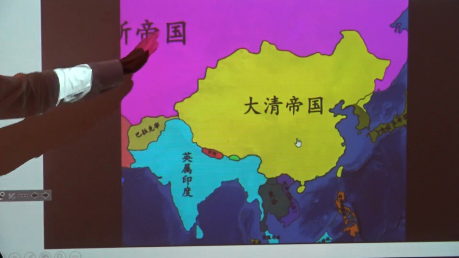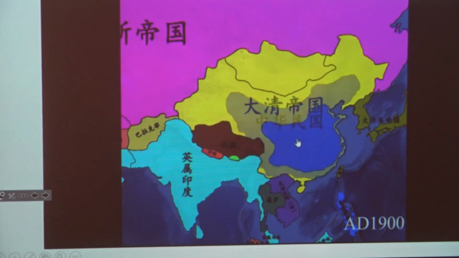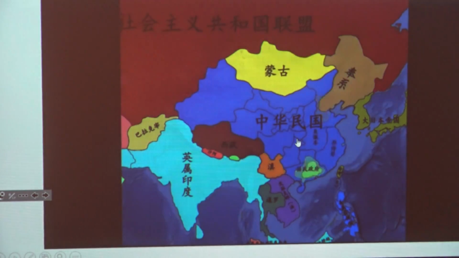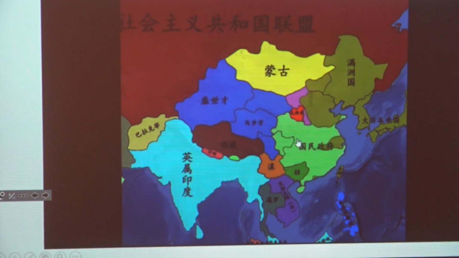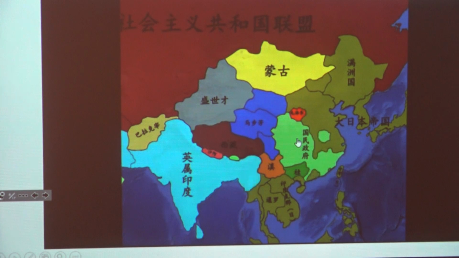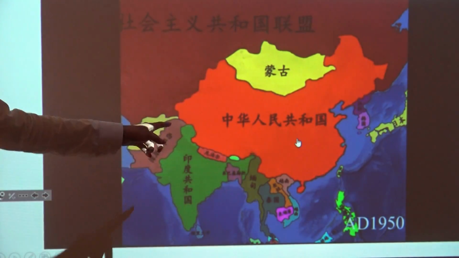This is Russia. Yep. Sure is. Sure is. Well, Tibet's back to being its own thing. Tibet goes back to China real quick. There it is. Now Tibet's back in China.